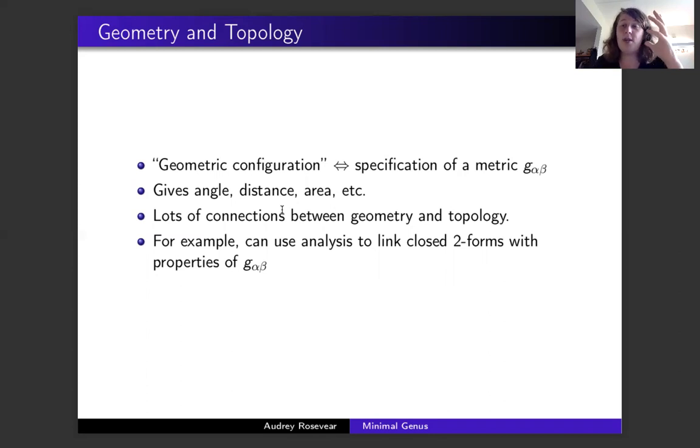I won't tell you what the metric is, but what it does is it gives you notions of angle, distance, area, etc. in your manifold. These are decidedly not topological invariants, but we can use them to do things that really start to look like geometry. There are a lot of connections between geometry and topology. I won't tell you a lot of them in depth, but this is very well studied and has spawned many different fields of math. For example, you can use analysis to link closed-2 forms that I mentioned earlier with properties of the metric, such as the curvature or the volume.